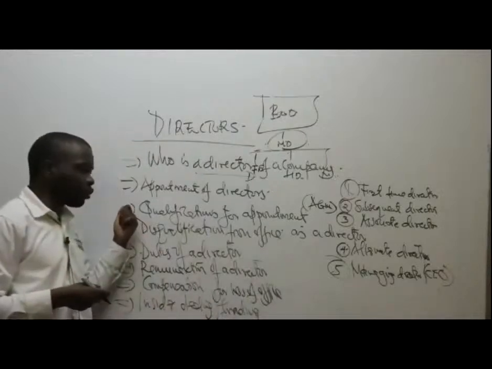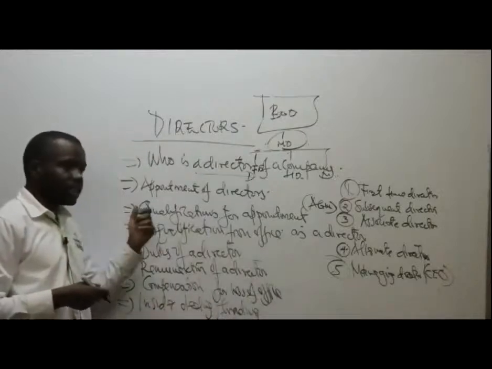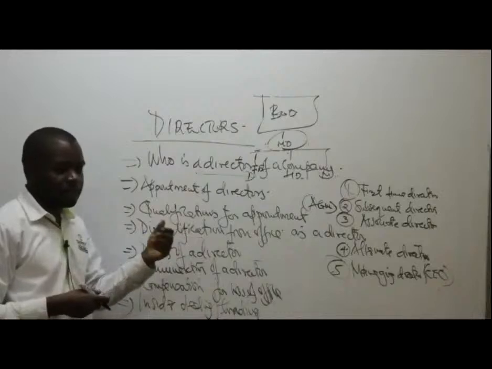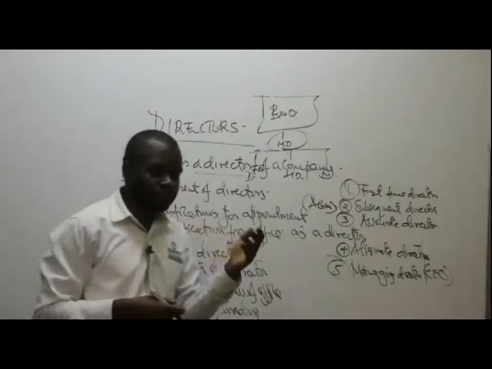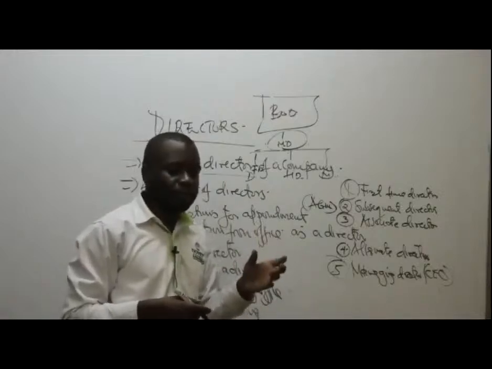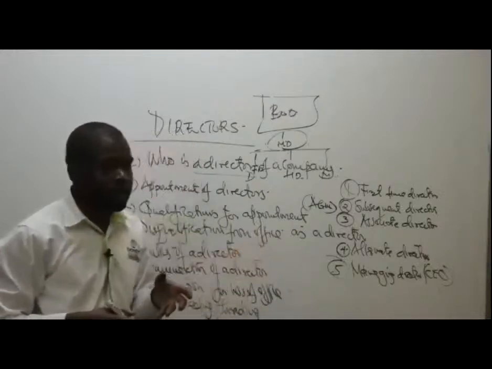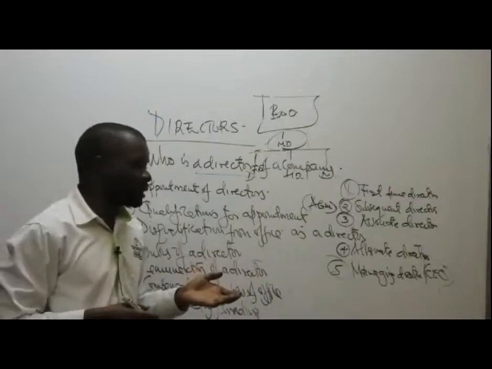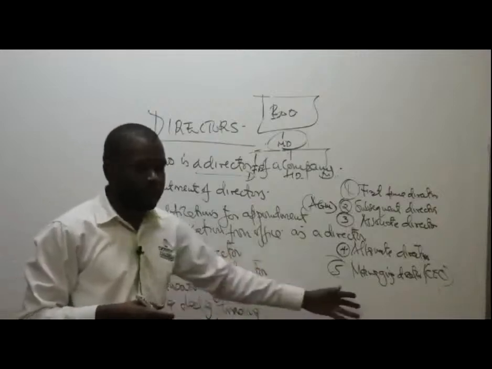So appointment of directors, as we've said, that's how it can happen. Maybe you can be a first-time director, appointed by the promoters. You can be a subsequent director, maybe appointed by the members at the annual general meeting. You can be an associate director. You can be an alternate director or maybe a managing director.